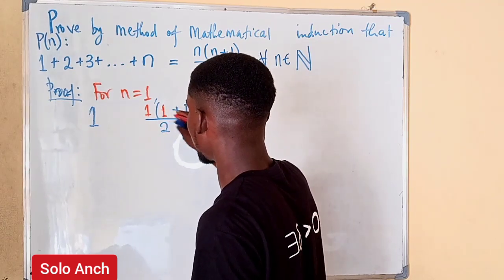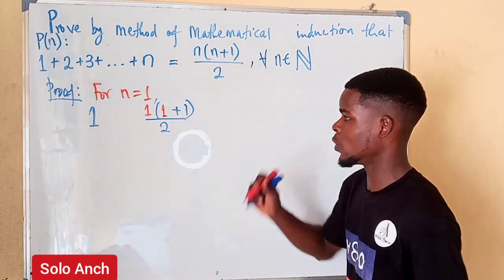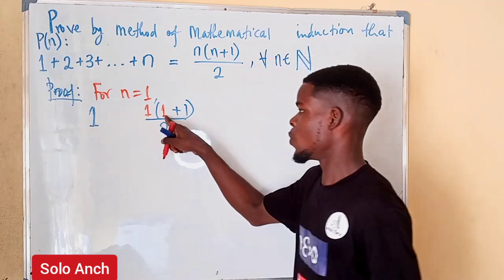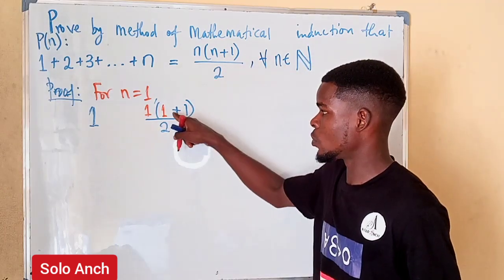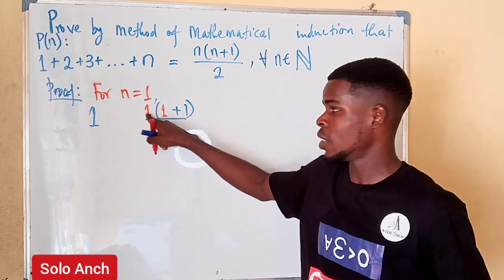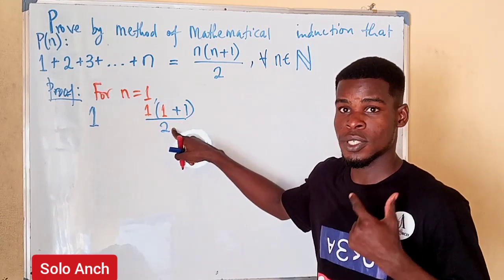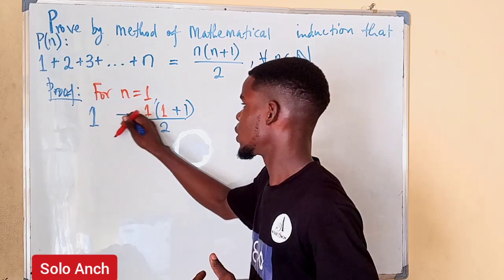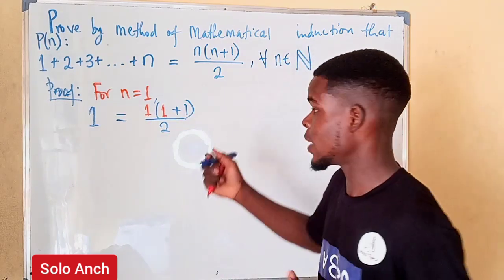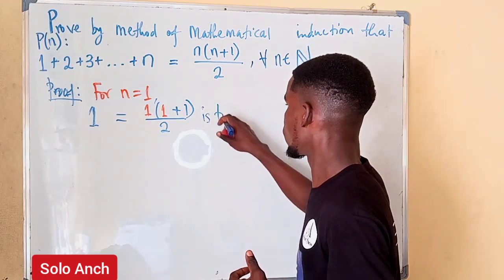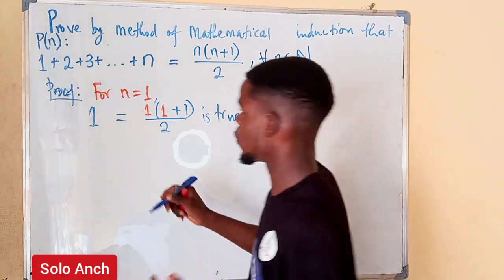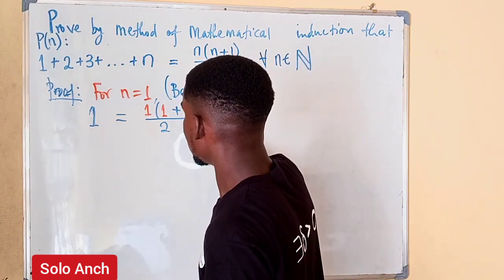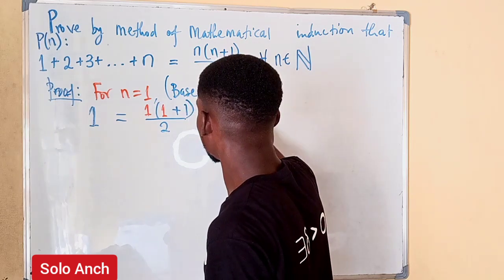We still put 1 for n, so in place of n here, we put 1 and 1. You notice that when we add these two 1s together, 1 plus 1 is 2. 2 times this 1 is 2. Then we divide 2 by 2. The result is 1. That means that 1 is equal to 1, and that is true. So that is true for the base case. Good.